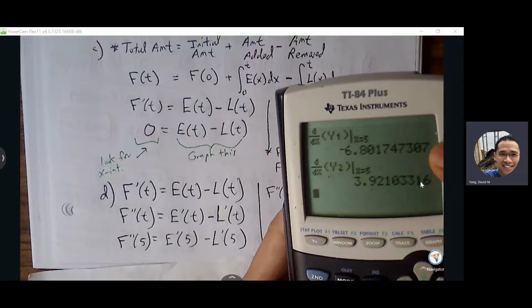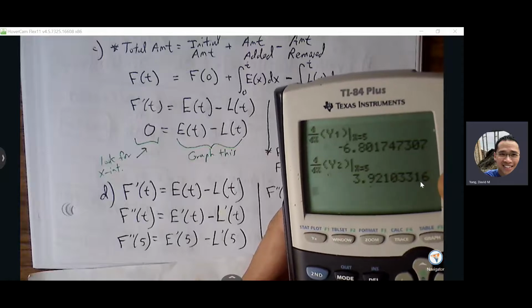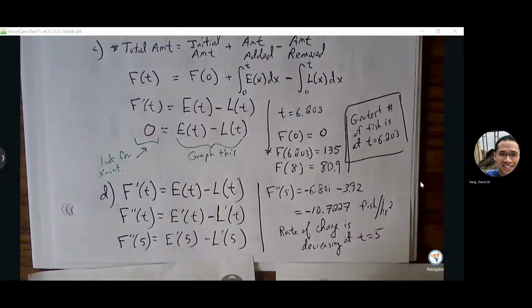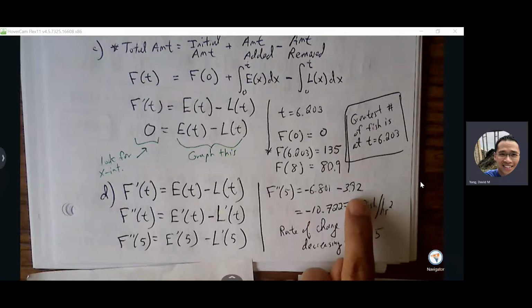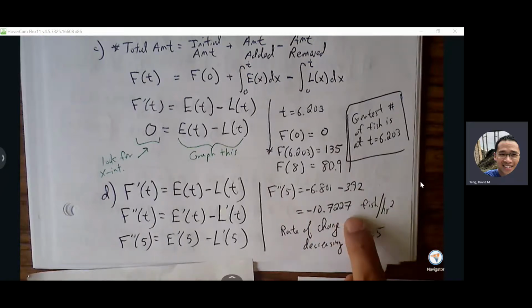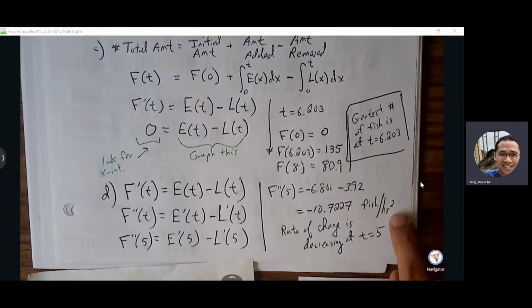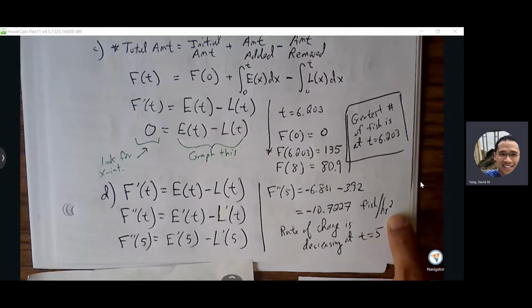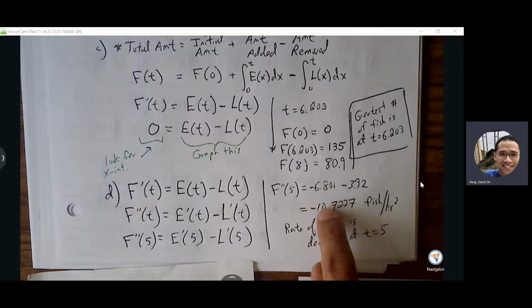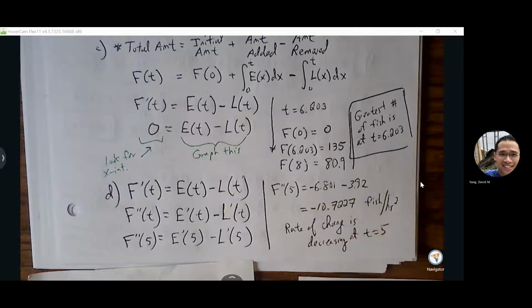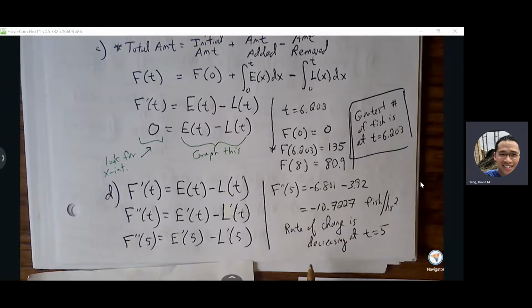Okay, so there's my E prime minus L prime, negative 6.8 minus 3.92. That gives me negative 10.7227. This is now in terms of fish per hour squared, or fish per hour. And we know the rate of change is decreasing. So this is the way that you want to reference the second derivative.